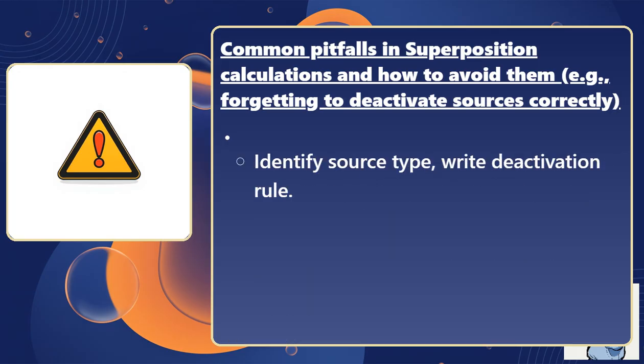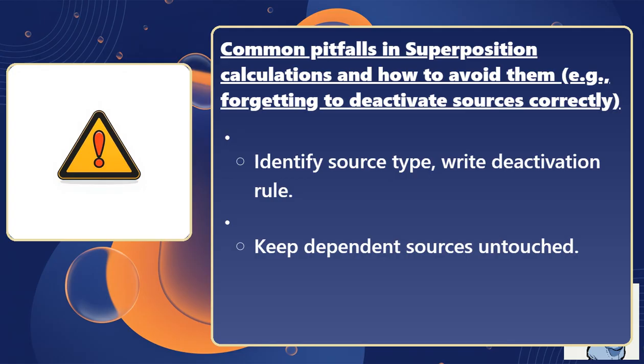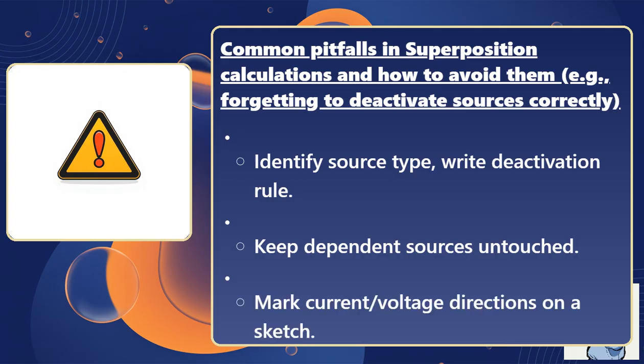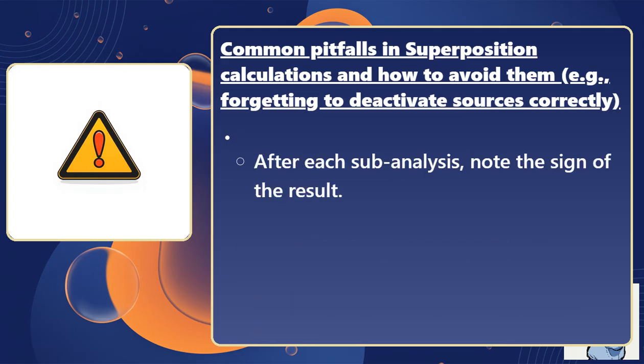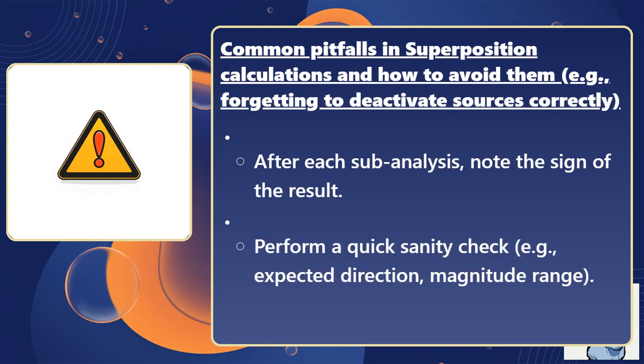How to avoid: write a checklist before you start. Identify source type, write deactivation rule. Keep dependent sources untouched. Mark current and voltage directions on a sketch. After each sub-analysis, note the sign of the result. Perform a quick sanity check, for example, expected direction, magnitude, range.